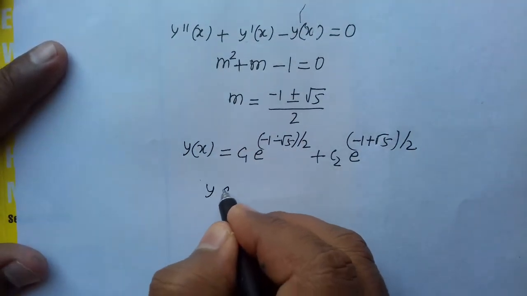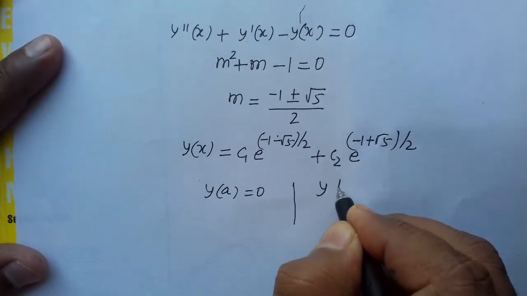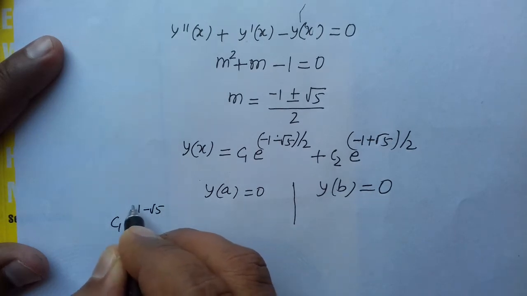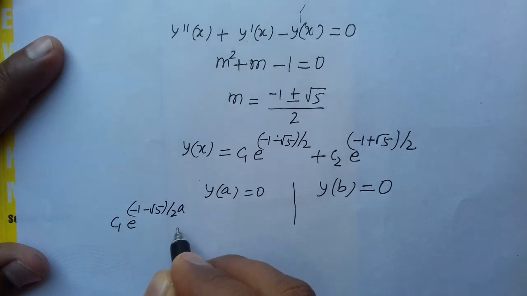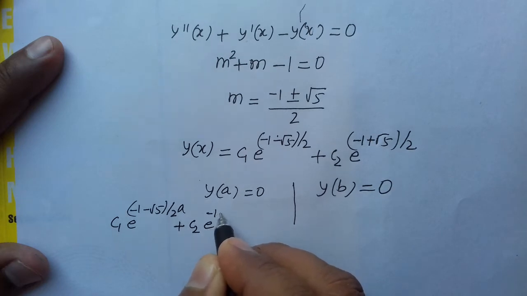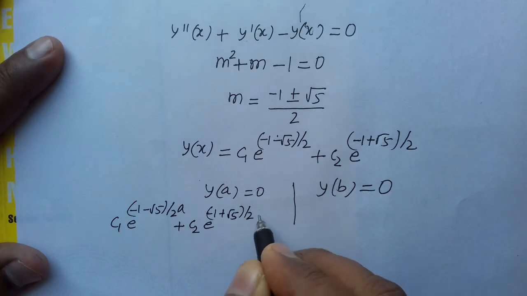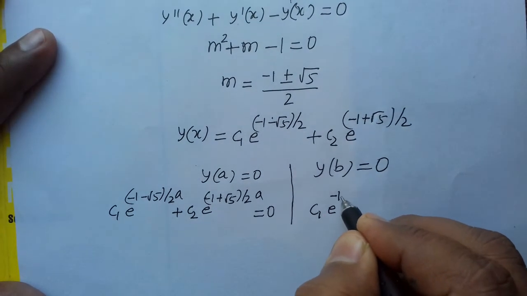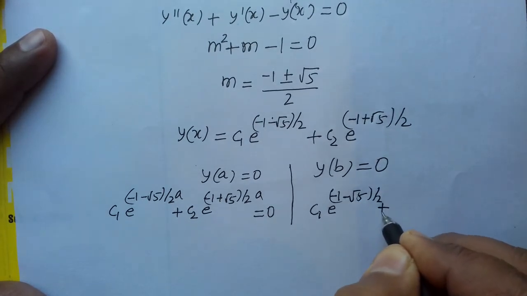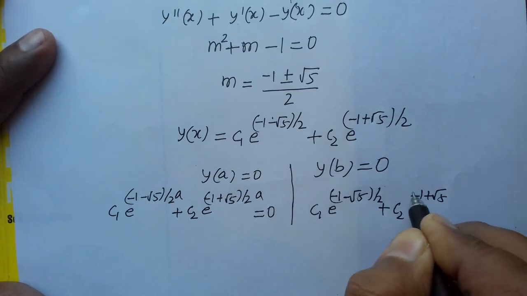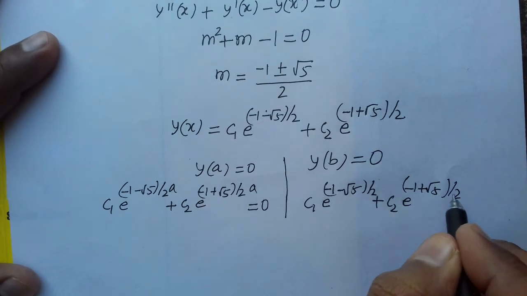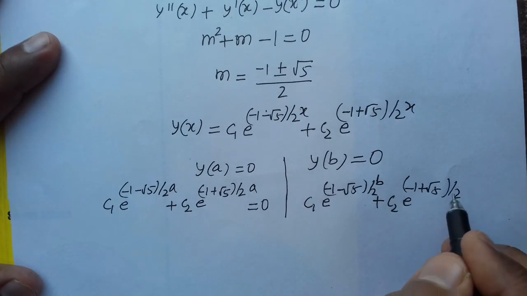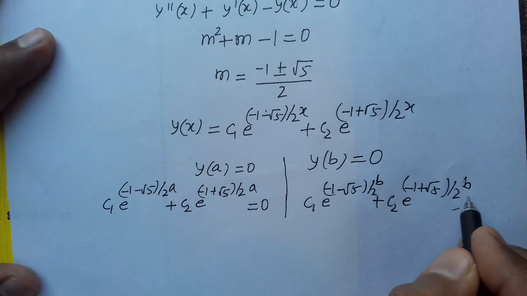Now in the question it is given that y(a) and y(b) both are 0. So y(a) should be 0 as well as y(b) also should be 0. So this means that c1 e to the power of (-1 - root 5)/2 into a, plus c2 e to the power of (-1 + root 5)/2 a, this should be 0, and c1 e to the power of (-1 - root 5)/2 plus c2 e to the power of (-1 + root 5)/2, here at the place of x we have to put b this time, and this should be 0.